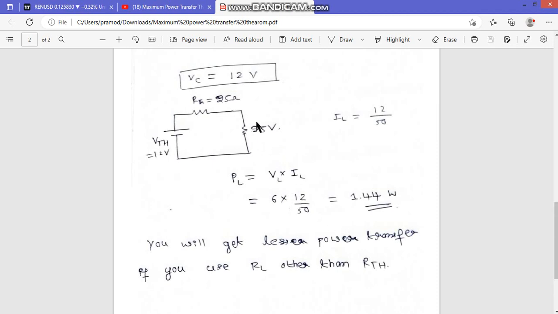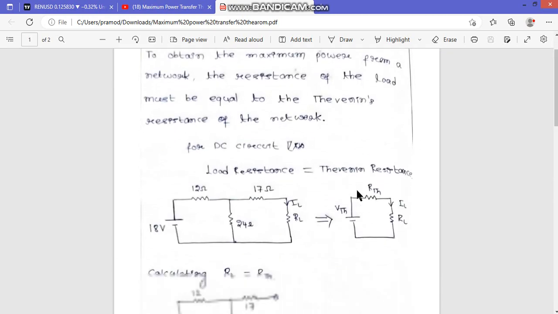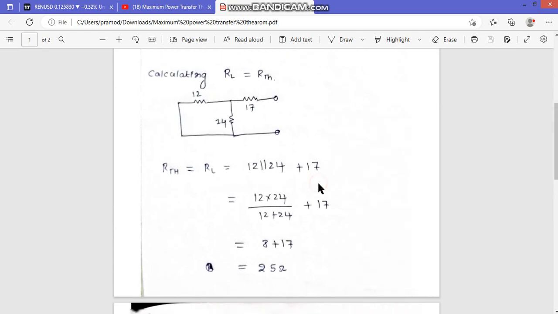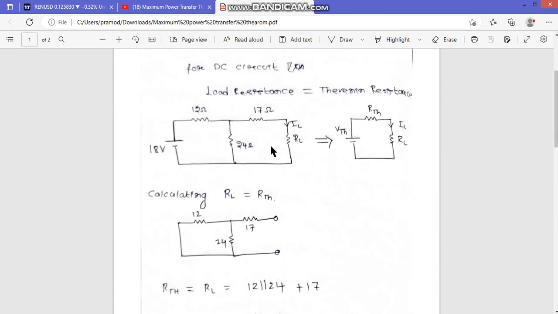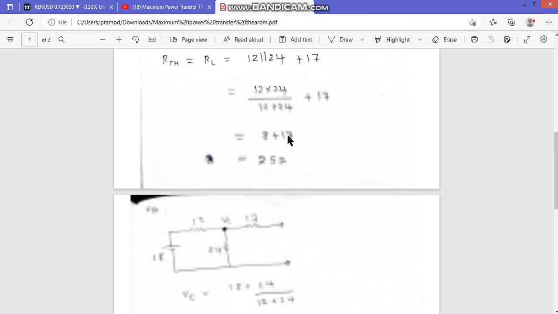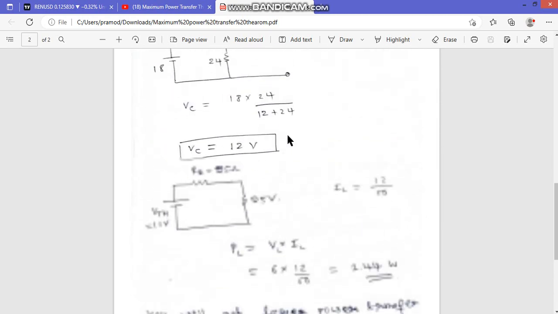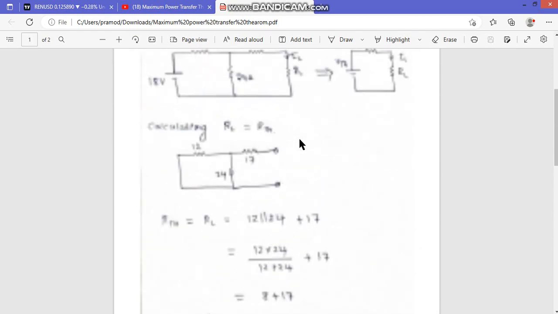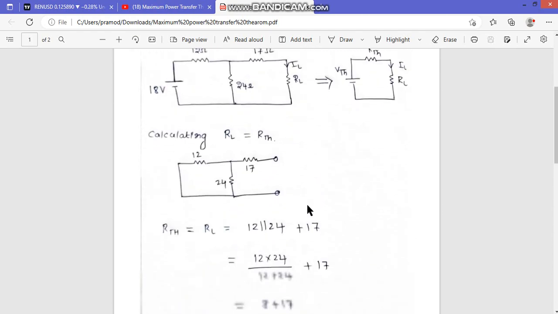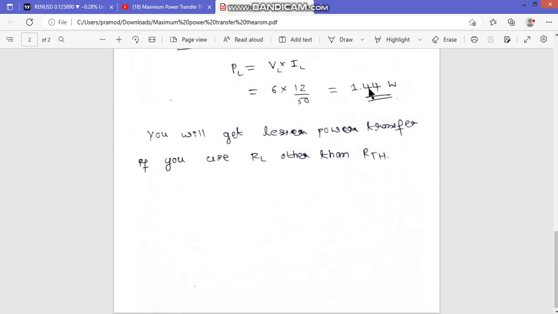You can try that. Change the value of this resistance and calculate what the power is. You will get less than 1.44. That is the maximum power transfer. So I hope there is no need of a simulation part for this. You can directly simulate. Just change the value of this RL to other than 25, draw the same circuit, and replace this RL with other than 25 ohm. Find out what the power transfer is. Power transfer, in the sense, measure the VL and IL and calculate the power. Change this resistance value and check whether you get less than this one. Okay, thank you.